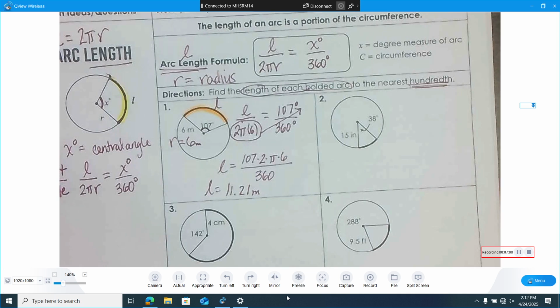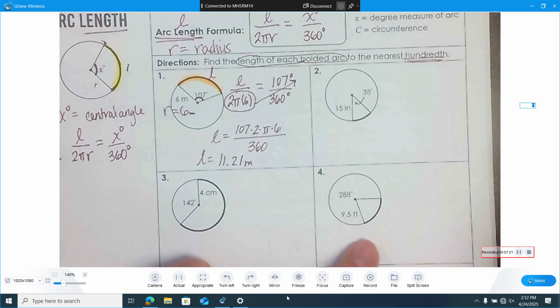Brian? So how would you find the percentage of the circle that it takes out? That's a different question, but the percentage of the circle is this: if you divide 107 by 360, that is the percent of the circle. The percent is just a part out of a total. That's all it is.